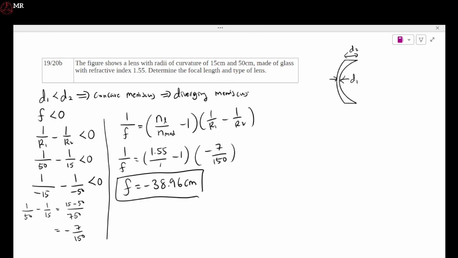The focal length is negative 38.96 centimeters, and the type of lens is a diverging lens, or diverging meniscus lens. So diverging, and 38.96 centimeters.